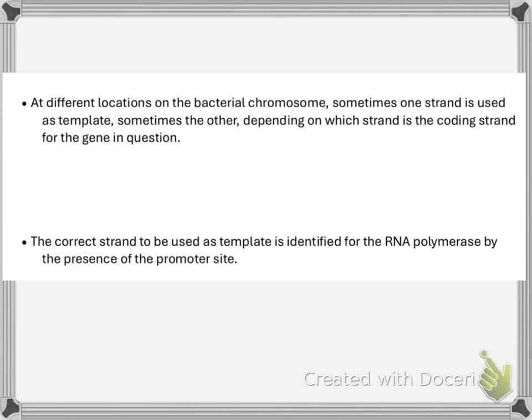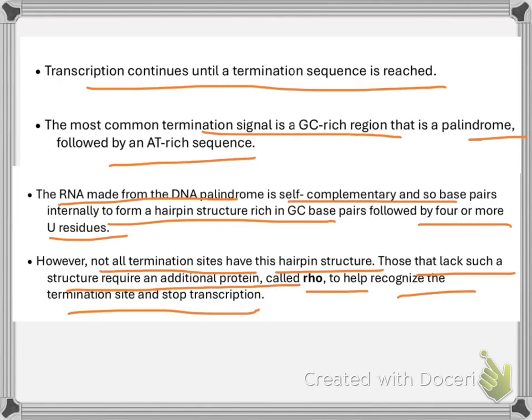And the elongation continues until it reaches a termination sequence, and the termination sequence will contain a GC-rich region or AT-rich region, that will be a palindrome. So they will be self-complementary. So they will form hairpin-like structures. This will stop the transcription. If the self-complementary or palindrome sequences are absent, in that case a protein known as rho factor recognizes the termination site and stops transcription.